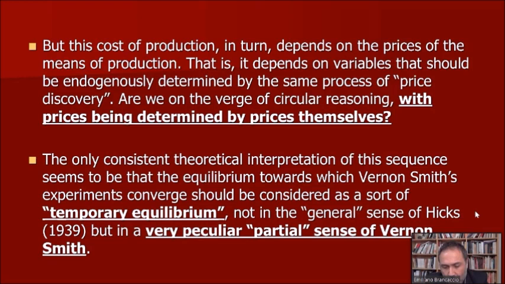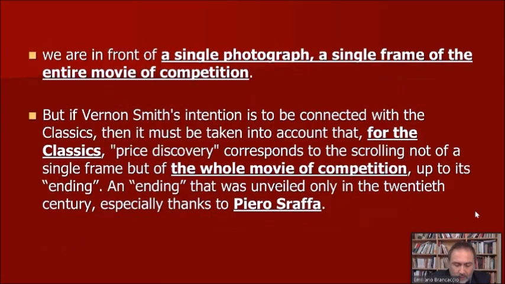Now, the only consistent theoretical interpretation of this sequence seems to be that the equilibrium towards which Vernon Smith's experiments converge should be considered as a sort of temporary equilibrium, not in the general sense of Hicks, but in a very peculiar partial sense of Vernon Smith. This is a rather unusual view of equilibrium, which will require further investigation.